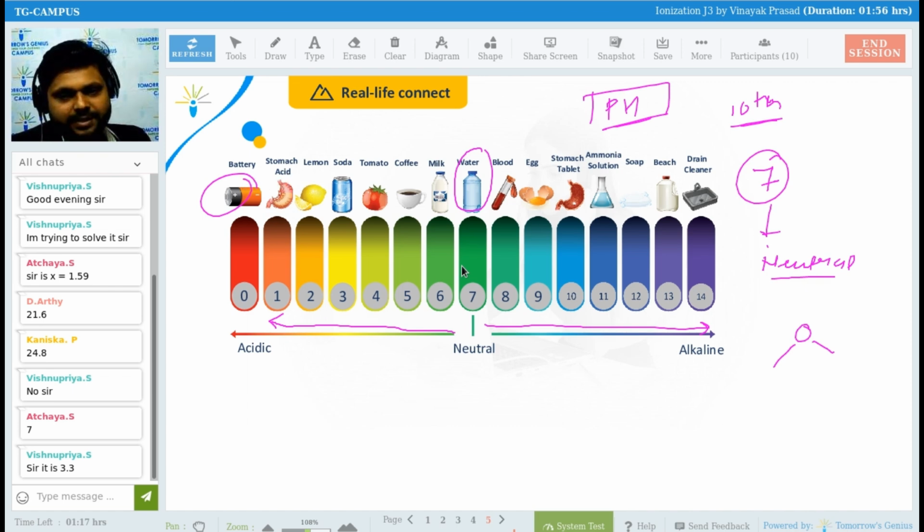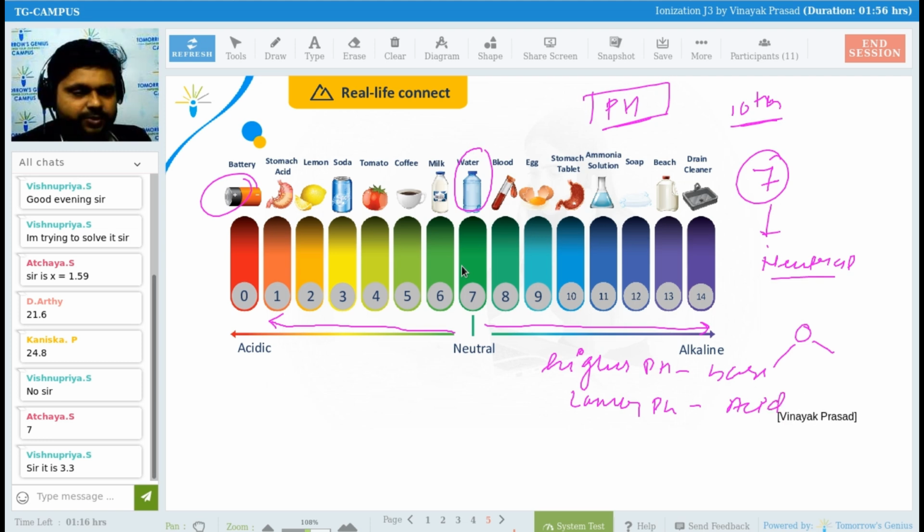So these are the examples that we are seeing in our daily life, how they are bases, or you can say how the pH is higher. If higher pH is there, it means it is what? Base. If lower pH is there, it means what? Acid. Is it okay? Fine, guys.